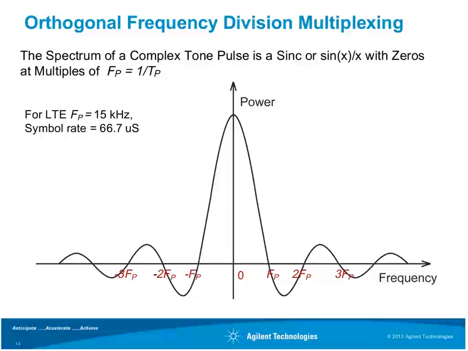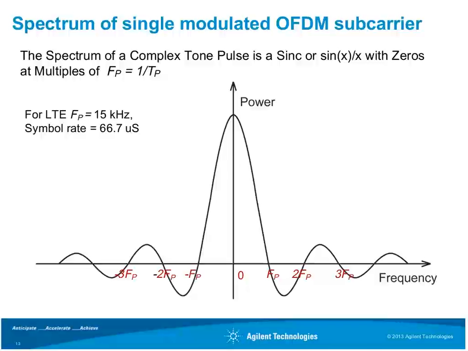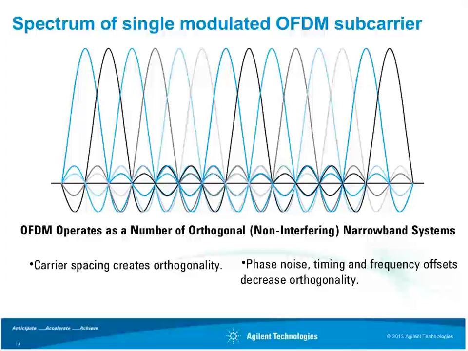So if we're looking at the single subcarrier, the rate of change of the phase modulation determines the position of the zero crossings. And so if we can link the subcarrier modulation rate to the subcarrier frequency spacing in a way that the nulls of the spectrum of one of the subcarriers line up with the peaks in the adjacent subcarriers, we can end up getting orthogonality for the subcarriers. And then we can end up with a spectrum similar to this. And so it ends up operating as an orthogonal narrowband system, and the spacing creates the orthogonality. And then we have phase noise along with frequency and timing errors that end up working against that orthogonality.